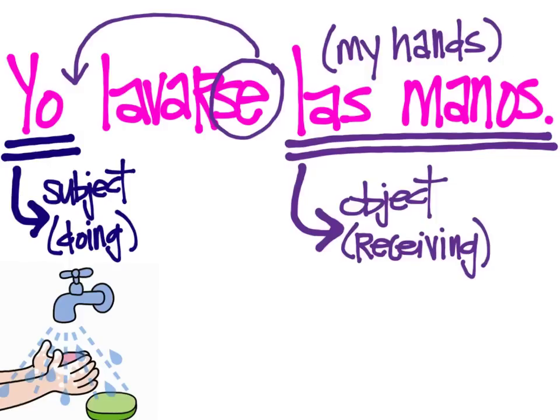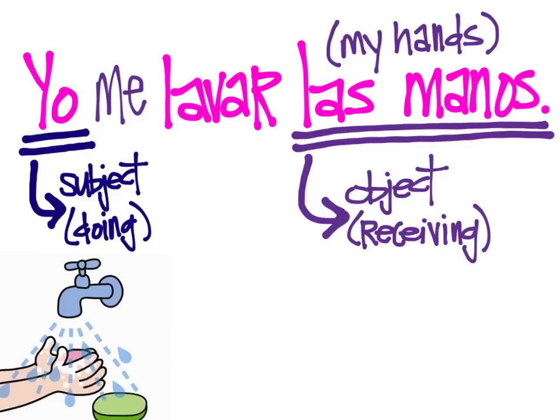So if they are my hands, my object is actually going to be me or myself because I am receiving the action. So we are going to move this se in front of lavar, and then we are going to change it to agree with my hands or myself. So when we move and change the se, our reflexive pronoun becomes me to agree with my hands. And that has completed our second step.